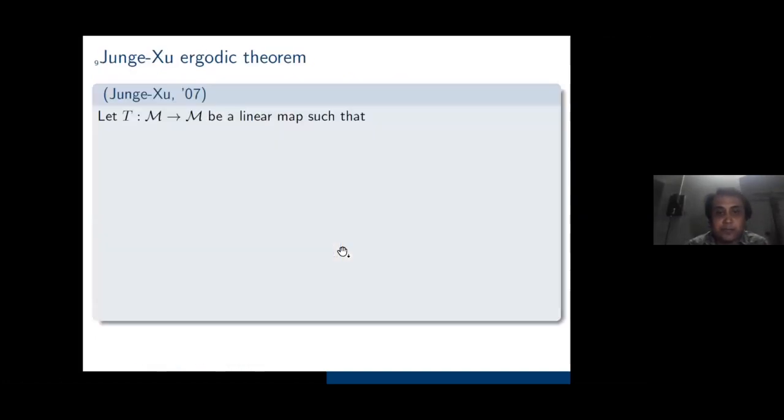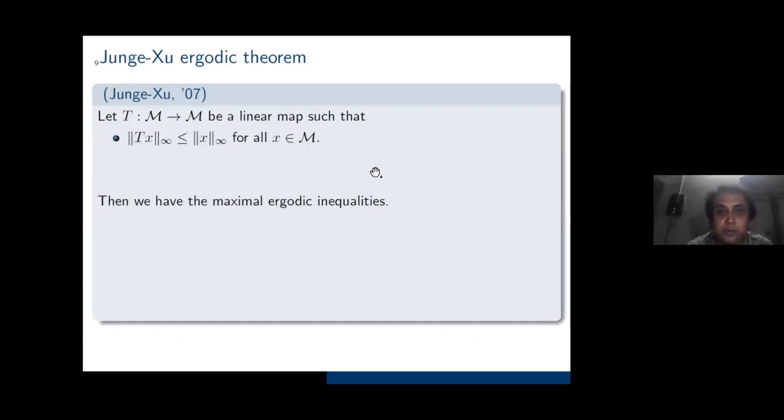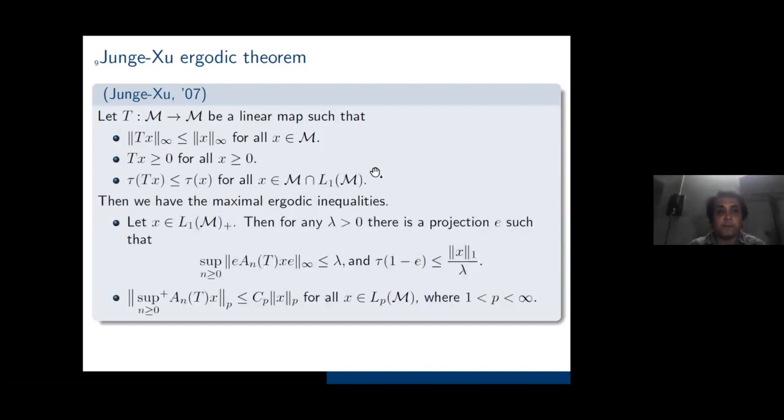Because proving this type of thing in commutative LP space is just bachelor's mathematics. Okay, so now with all this, we can state a Junge-Xu ergodic theorem. If you remember, Junge-Xu's ergodic theorem was like this. If you had an operator which was bounded from L1 to L1 and also L infinity to L infinity, I mean, they are defined on some dense subset. So it was positive. So you can make sense of all of those.